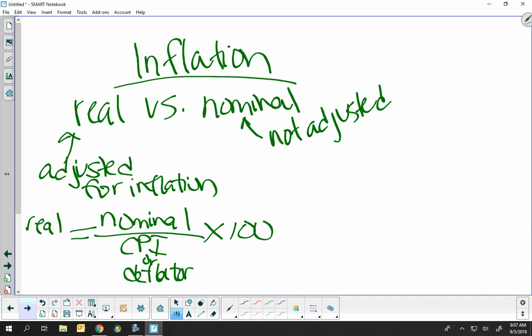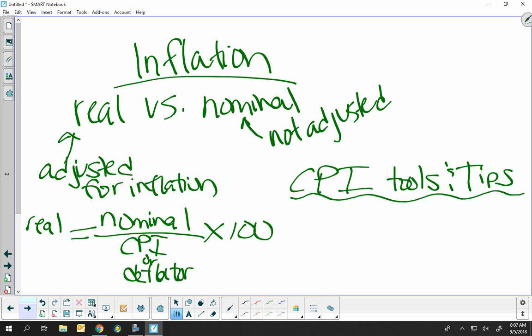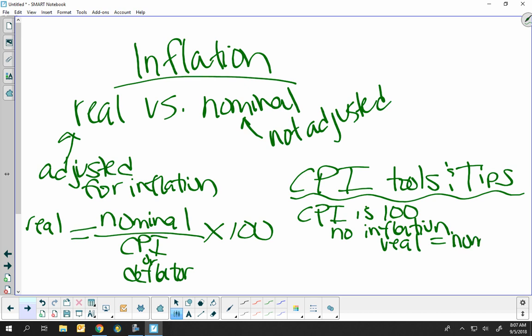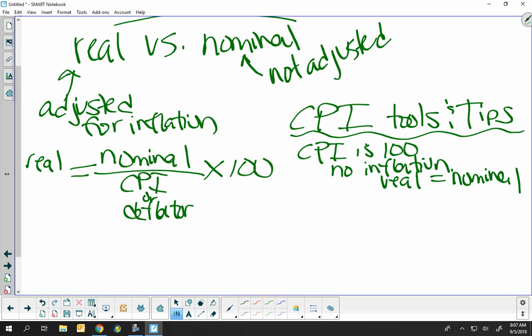CPI is the consumer price index. CPI tools and tips. If the CPI is 100, there is no inflation, and real equals nominal. If they give you a number less than 100, like today's quiz, where our CPI was 90, then that means there's not inflation, there's deflation.